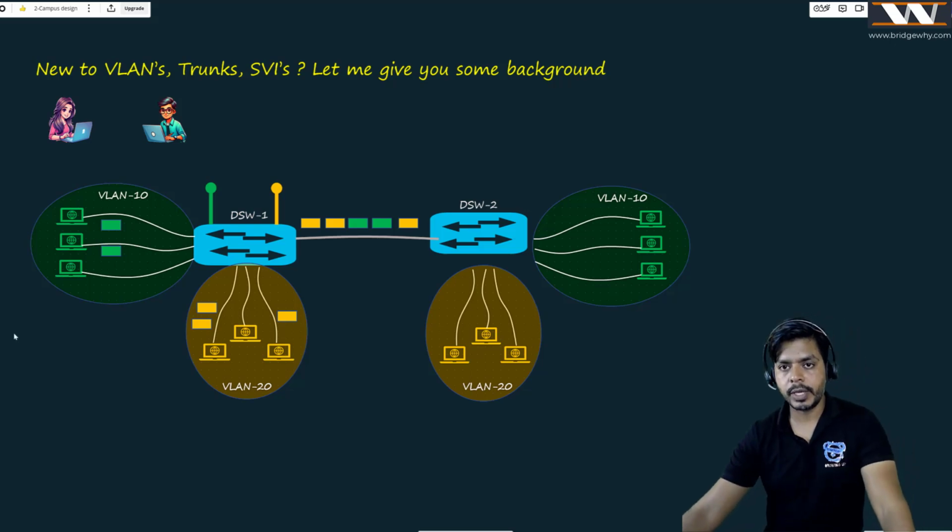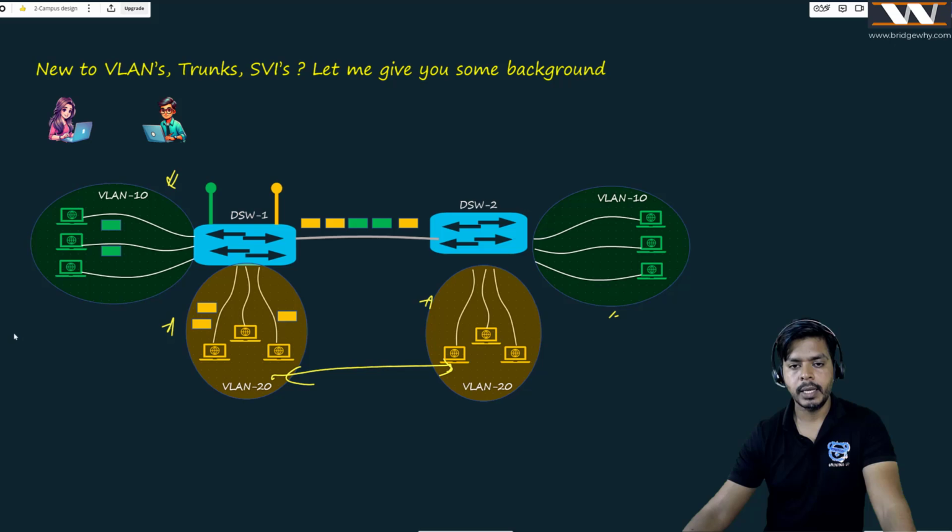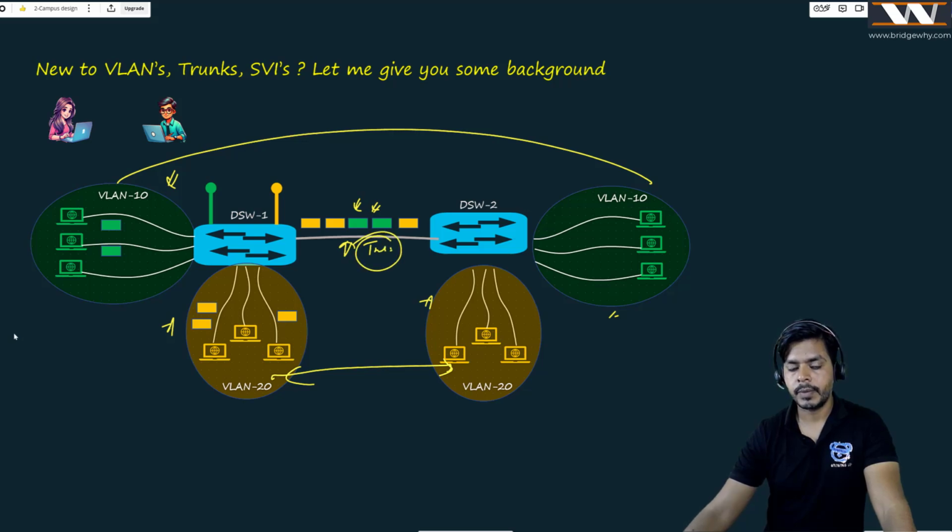I do not want to give much more background, but here we have one switch where we have two VLANs. Here we have two VLANs. If VLAN 20 wants to communicate to VLAN 20 here, they need to communicate over this link, and this link, or maybe VLAN 10 wants to communicate to VLAN 10. Basically, different VLAN traffic is going over this trunk interface. We need to connect them and make this interface a trunk. We have these SVIs here also, which are going to be the default gateway.